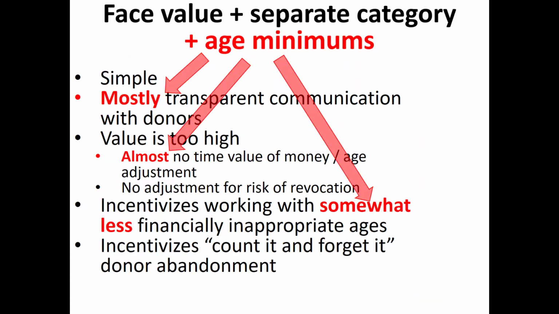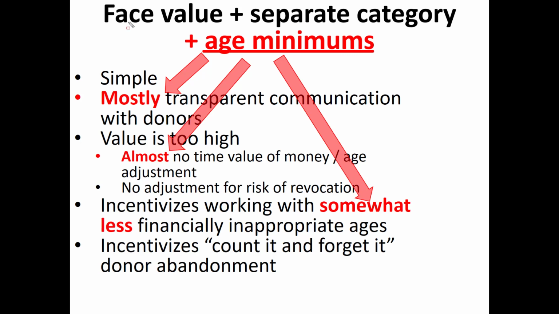One approach to trying to take this into account a little bit is to still use face value, still report it as a separate category, but have age minimums. In other words, to say, look, if you get a gift in a will from somebody who's 35 years old, we're not going to report that at face value. In fact, we're going to report it at zero value. So is it better to go from a system that reports everything too high to a system that reports things above the age minimum too high and things below the age minimum too low? It's up to you, right?